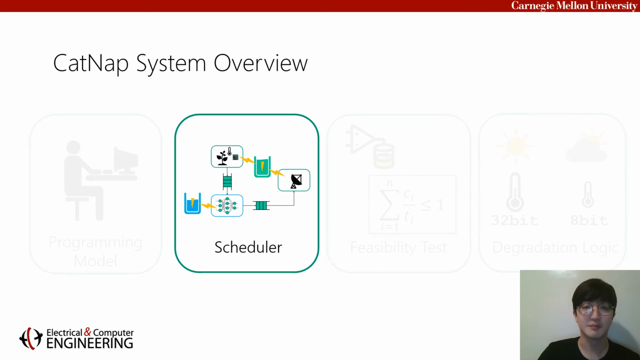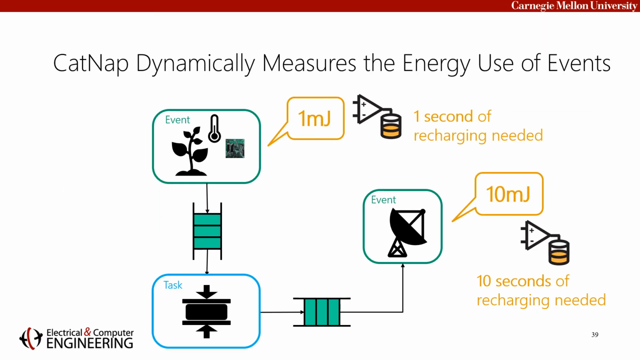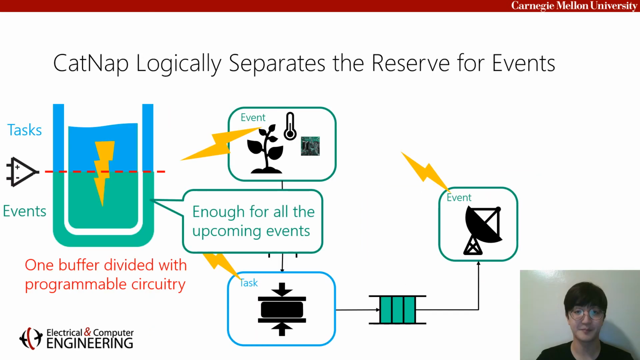Now, I will explain how CatNap scheduler runs the events and tasks written by the programmer. First, CatNap dynamically measures the energy used by each event and also measures the incoming power to calculate the time needed to recharge the energy each event uses. Then, CatNap separates the energy buffer using a programmable circuitry so that it has a separate energy reserve just for events. The energy in the reserve is only used by events and never by tasks.